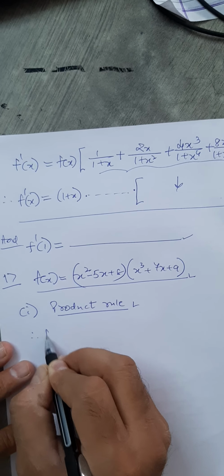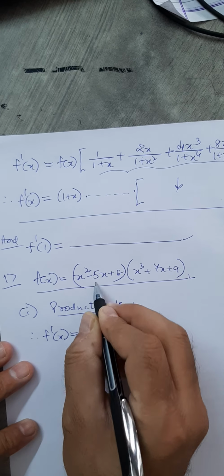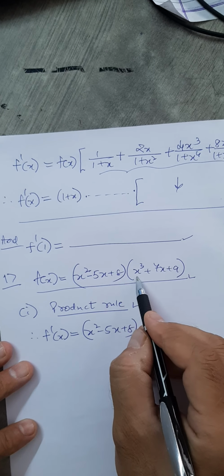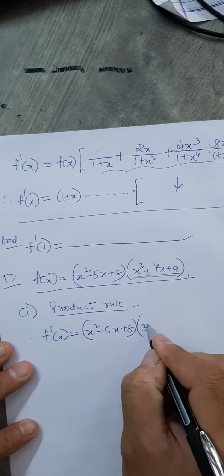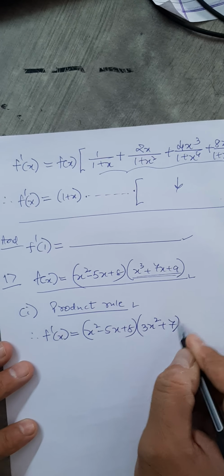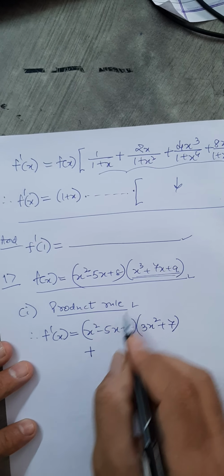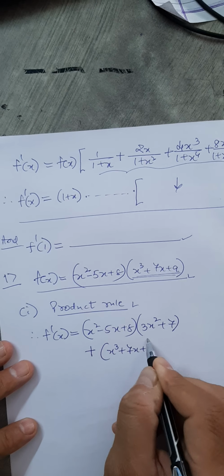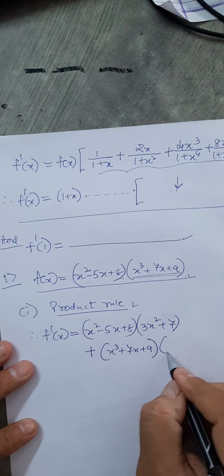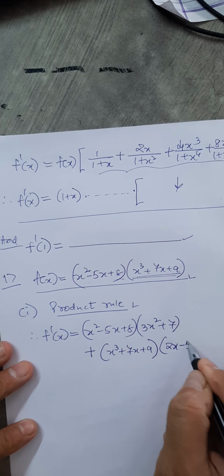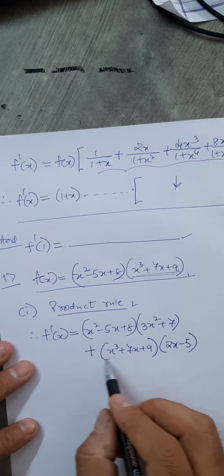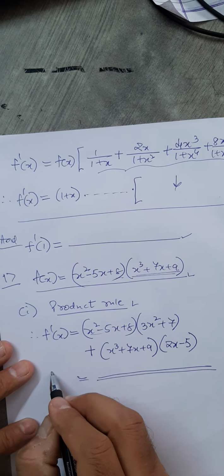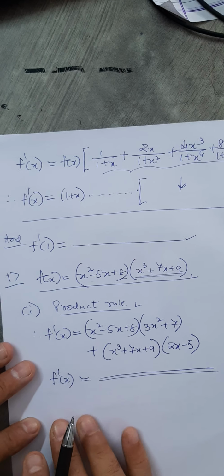So what is f dash x? That is, you keep 1 as it is, x squared minus 5x plus 8 as it is. Differentiate this. That is 3x squared plus 7. Plus, now this is as it is, x cubed plus 7x plus 9. Differentiation of this, which is 2x minus 5. And you need to simplify, remember, open all this bracket and simplify. This is f dash x.